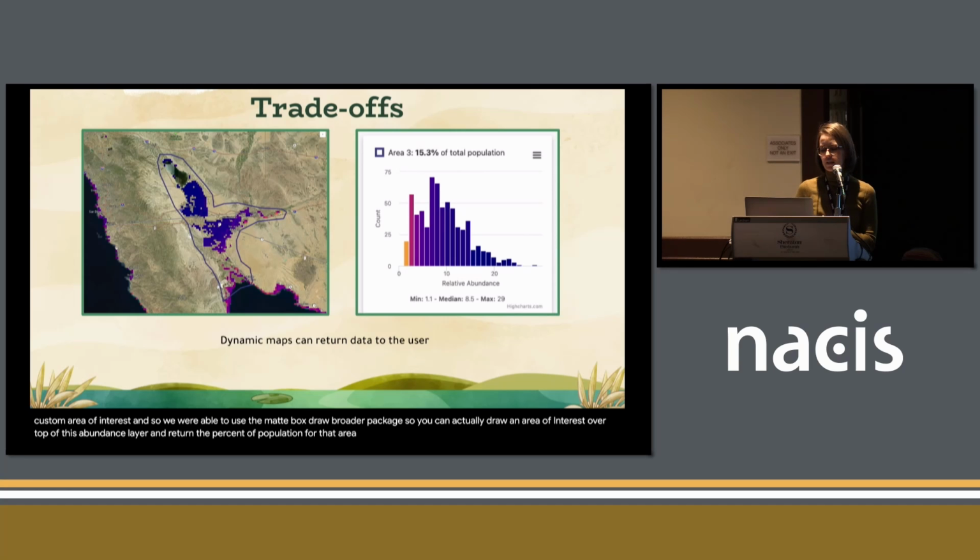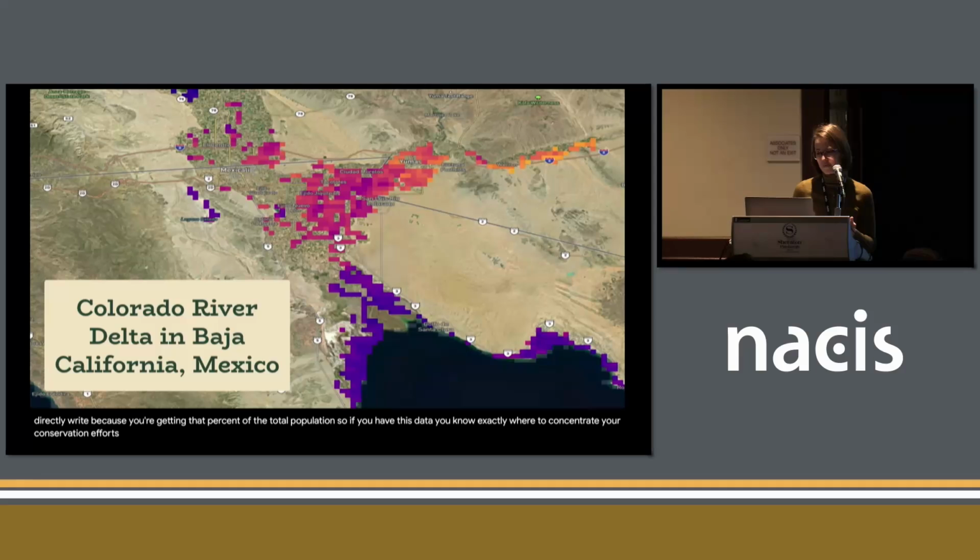So in this particular example, I think we're looking at western sandpiper here, 15% of the total population of that species is in this 40 square mile area for this week of the year. So think of all of the different things that you can do with that data. You can draw many different shapes on the map and compare and contrast them directly, right? Because you're getting that percent of the total population. So if you have this data, you know exactly where to concentrate your conservation efforts.